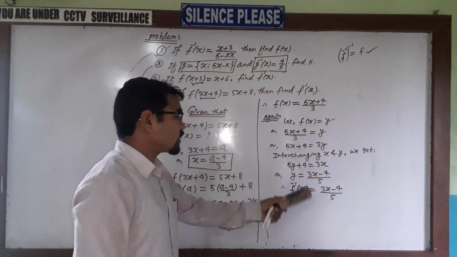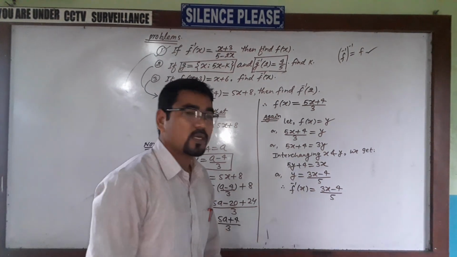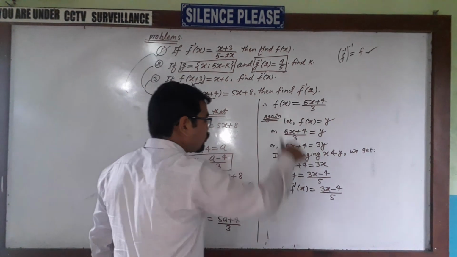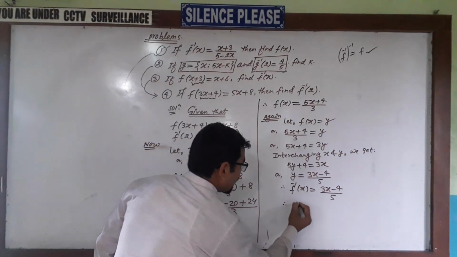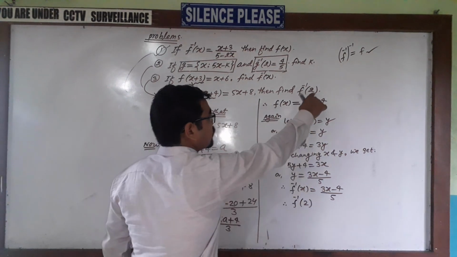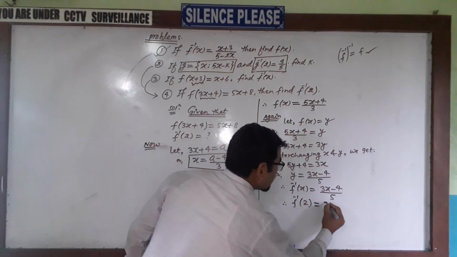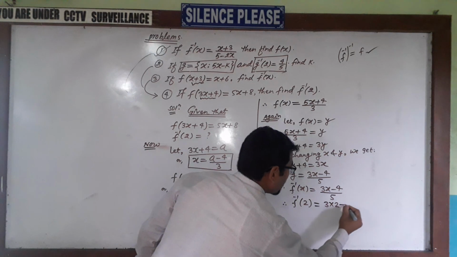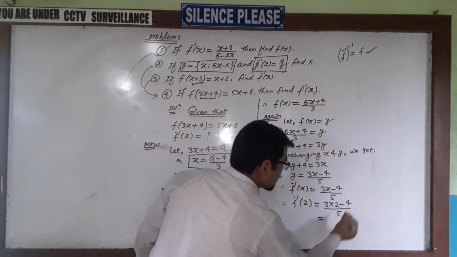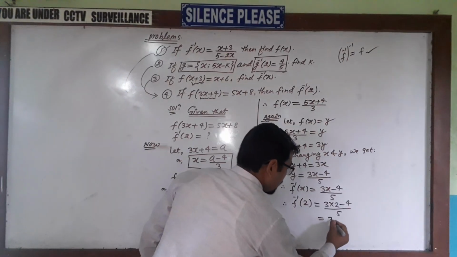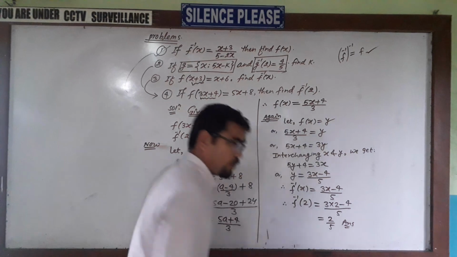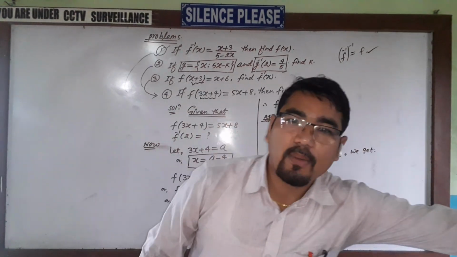So this inverse function is found now. Now we have to put 2 there, f inverse 2. In place of x, the input value 2 we put. So this is equal to (3 multiplied by 2 minus 4) divided by 5. Here 3 times 2 is 6, 6 minus 4 is 2. So 2 by 5 is our answer. In this way we can solve such types of problems.